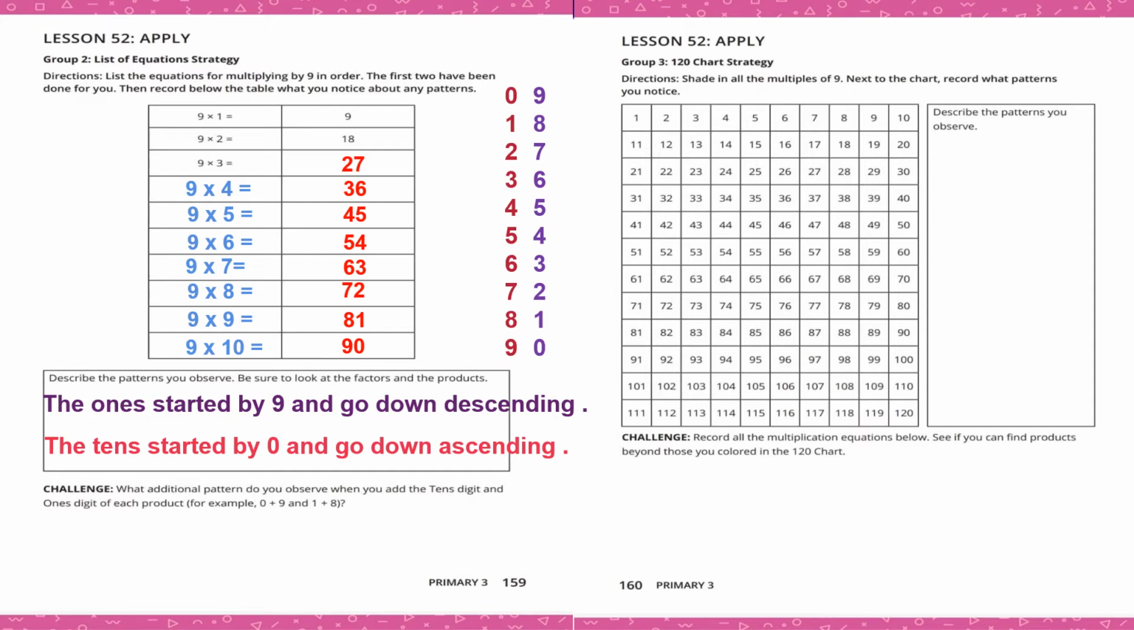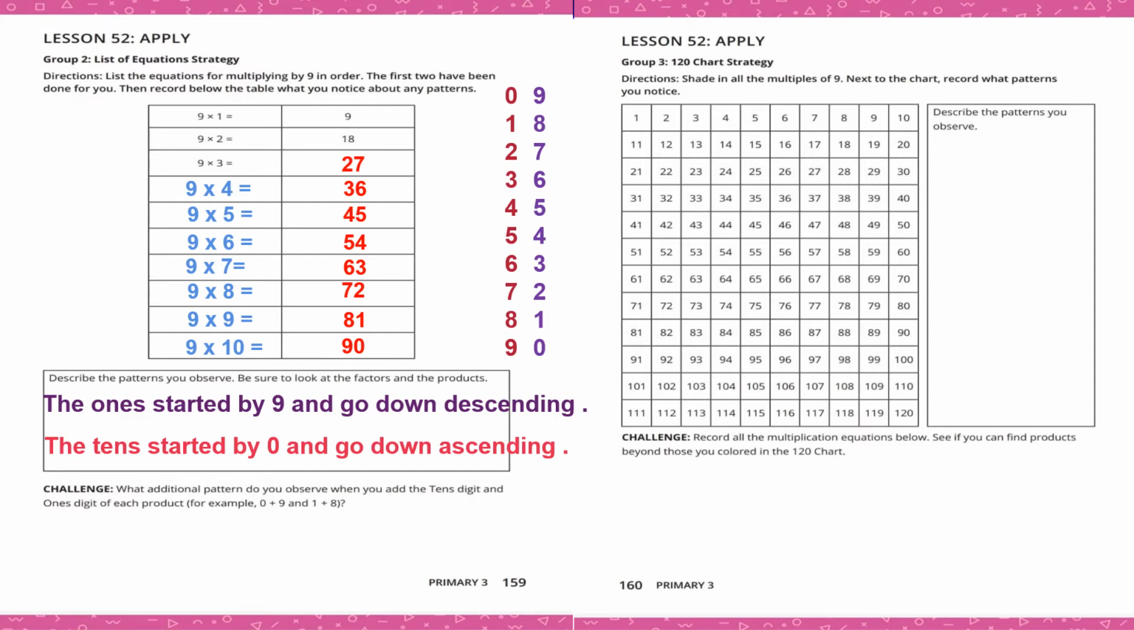Here we have the results of table 9. 9 times 1, 9. 9 times 2, 18. 9 times 3, 27. 9 times 4, 36, and so on. Okay, this is another way and so easy.